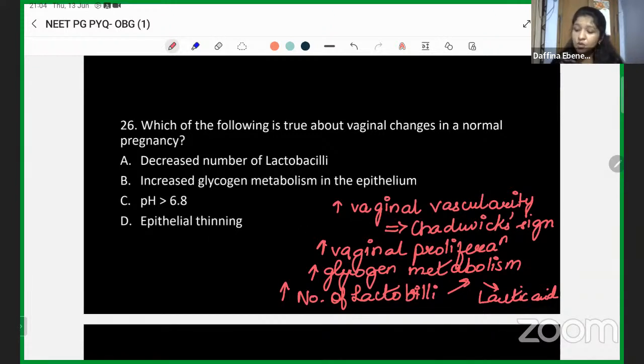Which of the following is true about vaginal changes in a normal pregnancy? Is it decreased number of lactobacilli? No, it is increased number of lactobacilli. Is there increased glycogen metabolism in the epithelium? Yes, that is true. Is the pH more than 6.8? No, pH is going to be less than 6.8. It's an acidic pH. Is there epithelial thinning? No, it's epithelial proliferation. So the correct answer will be increased glycogen metabolism in the epithelium.